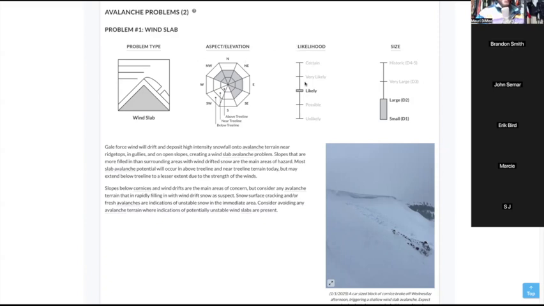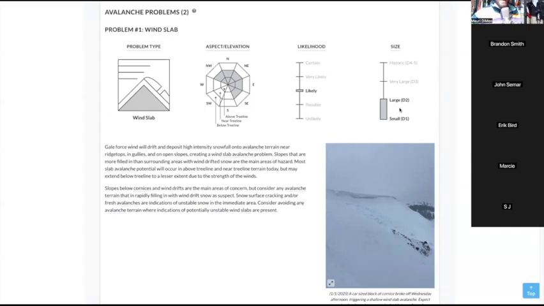Next, you're going to have likelihood, whereas "certain" would be it's definitely going to happen. You'll see natural avalanches occurring. "Likely" would be you probably need some sort of input, whether it be a cornice fall or a human. "Possible": definitely need some sort of larger input. "Unlikely": probably not going to happen.